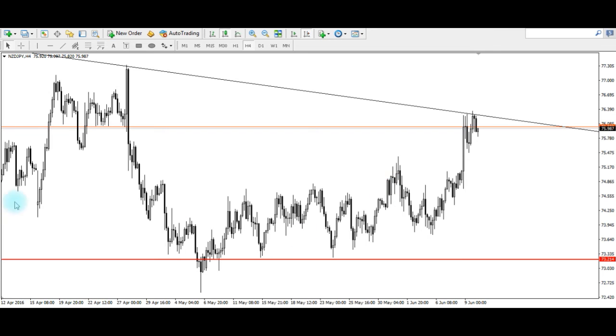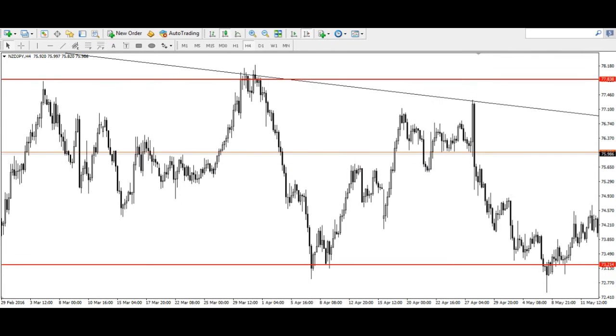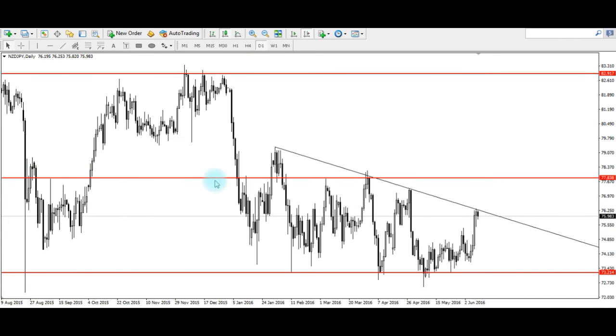Next, let's talk about the New Zealand dollar against the Japanese yen. In the 4-hourly chart, we can see that the price, in fact we should be looking at the daily chart first. Right, in the daily chart we can see that the price is currently falling within a descending triangle. Not exactly a descending triangle, but we can see that the price has been resisted by the major falling trend line itself. Right now the price is at the top.